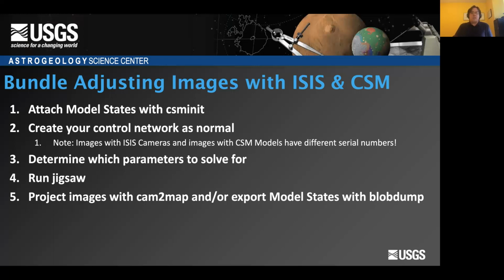Finally, you're going to run Jigsaw, and you can either do the standard ISIS process of running cam2map and then mosaicing all your stuff and building a nice, beautiful mosaic. Or the new thing is you can then dump your model states with the blob dump application. And then now, like I said, as long as you have that plugin library and that model state, you're good to use your adjusted models anywhere that the CSM standard is supported. That's like the real power here: you can use the robust control processing tools in ISIS to get good model states. And then you can feed that into other programs that use them to make excellent things such as stereo DEMs.